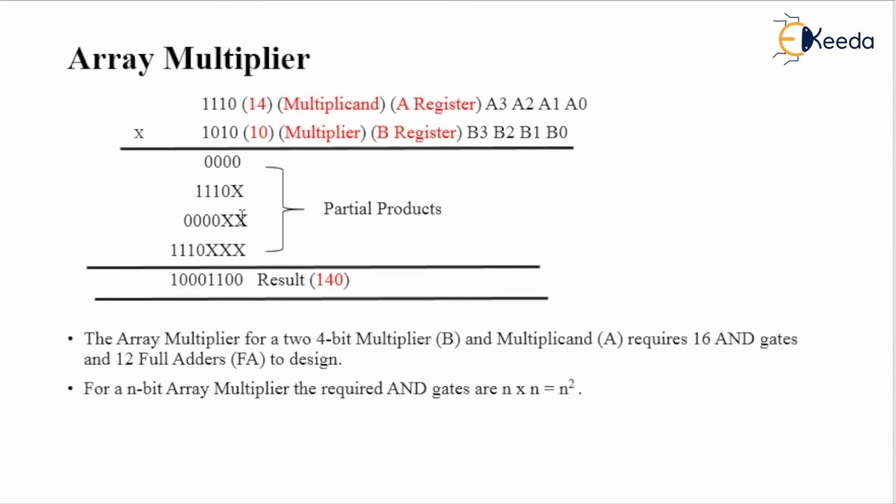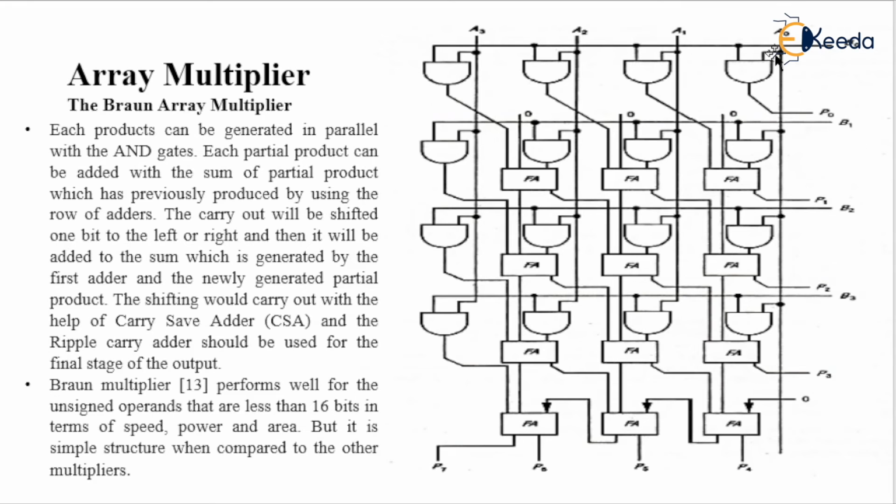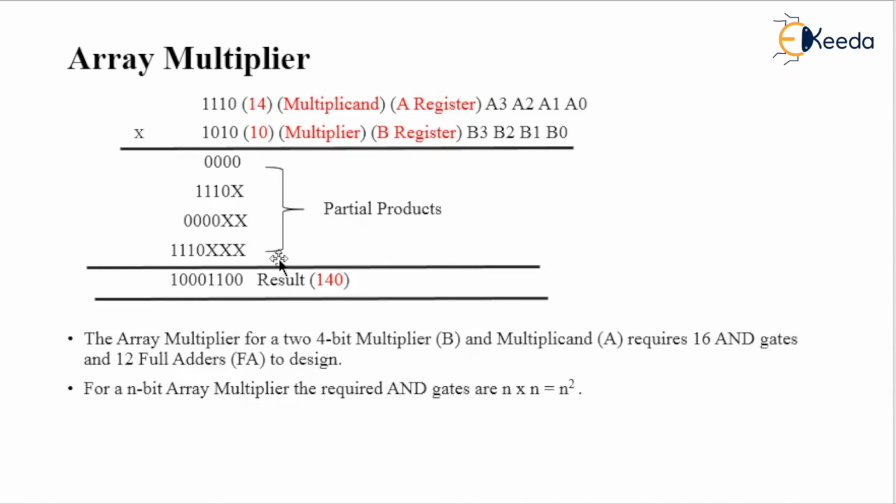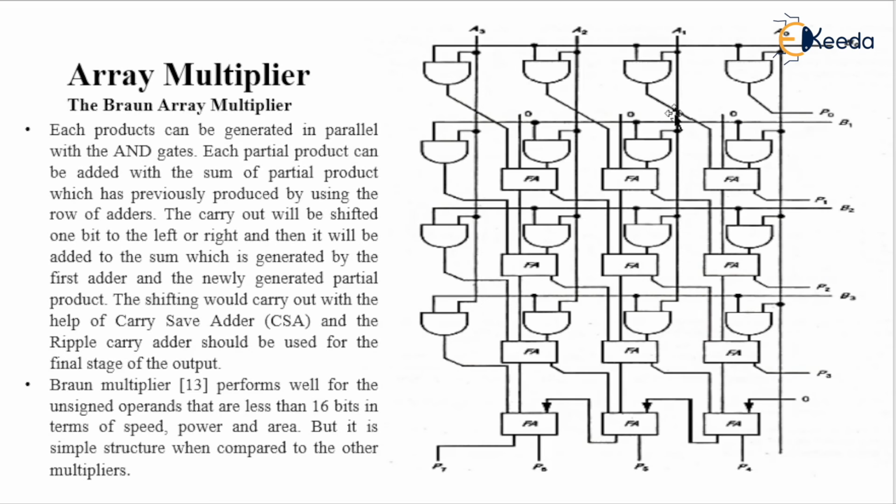The next level, this is B1. B1 is this one. So B1 A naught, B1 A1, B1 A2, B1 A3. So in this way the product is going to happen, and all the products are summated here. See carefully, all the partial products. So each individual AND array, this is one AND array, this is one, this is one, this is one.